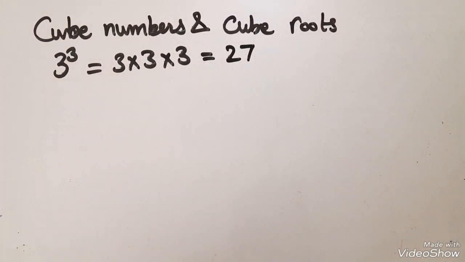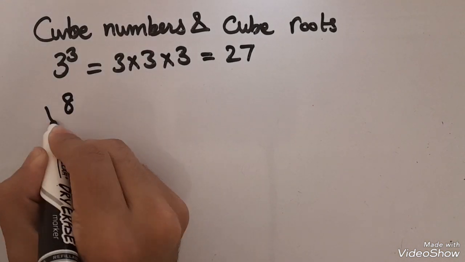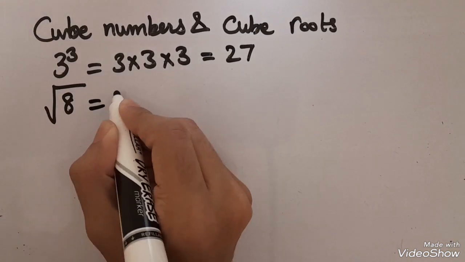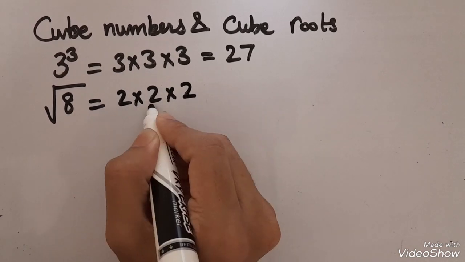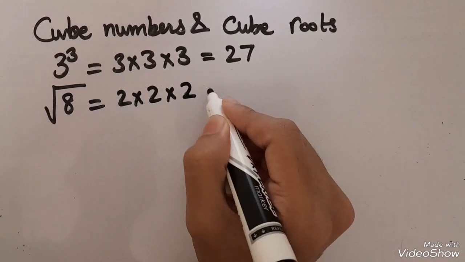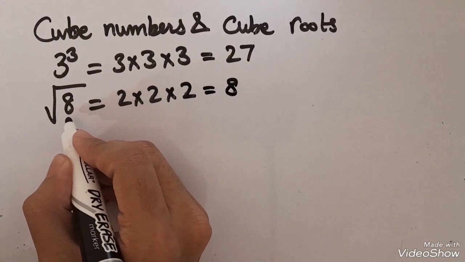Then the cube root of a number is the number that was multiplied by itself three times to get the cube number. For example, the cube root of 8 will be 2 multiplied by 2 multiplied by 2. So 2 twos are 4, 4 twos are 8. So this is how the cube root is calculated.